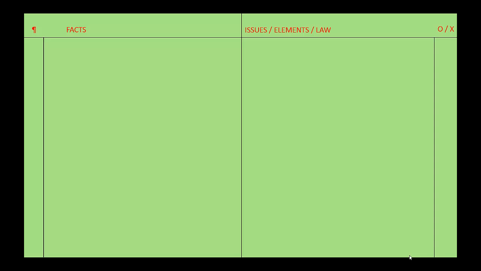On the far left is our paragraph indicator. This is a tool that you can use to keep organized and know what paragraphs you're working in when you're issue spotting. The goal is to take your outline at the end of your 20 minutes or so and use this and not have to pull and write from the actual fact pattern itself.